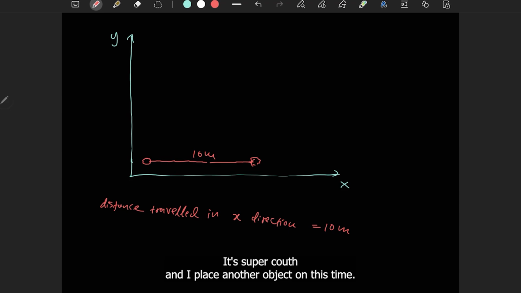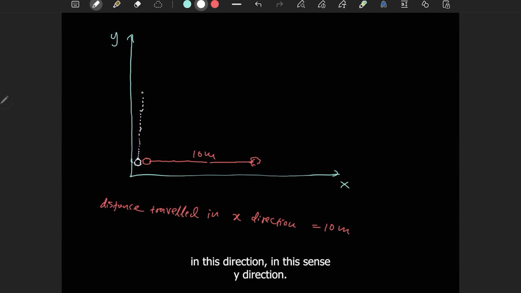It's super cool. And I place another object. This time it is the orange color object, and at the same position, at the same time, another white color object is also going to start its motion, and it is subjected to move in this direction, in the y direction. So the final displacement of this object is completely vertical.